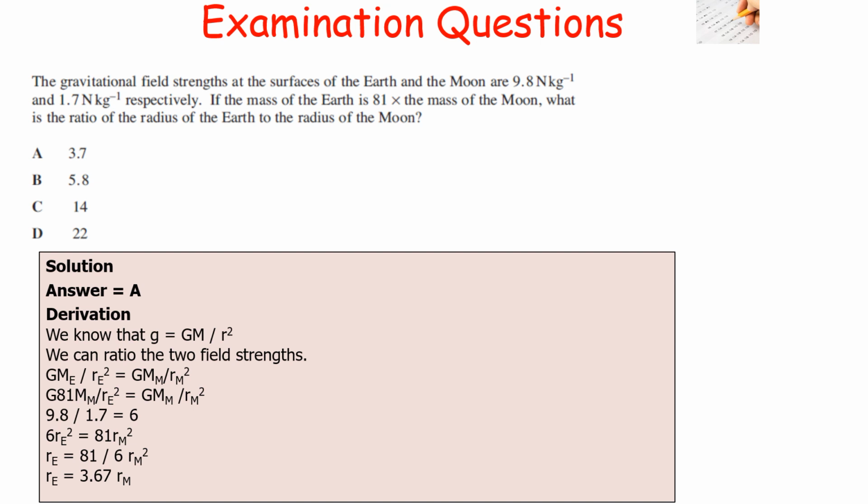Then you can work all the values through and you can see that 9.8 over 1.7 is going to give you a ratio of 6. So when we ratio those values, you can say that 6 times the radius of the Earth squared is equal to 81 times the radius of the Moon squared. Therefore, you can work it through and you get that the radius of the Earth is going to be 3.67 times the radius of the Moon.